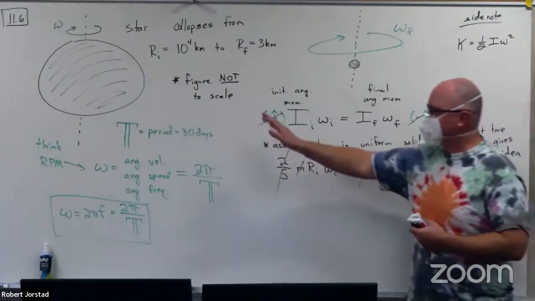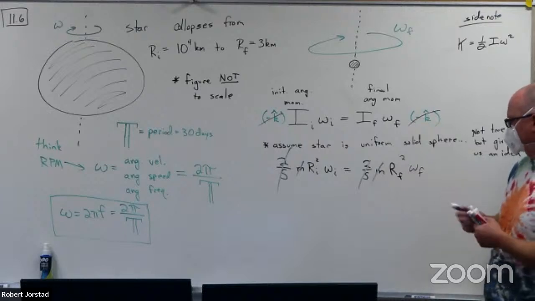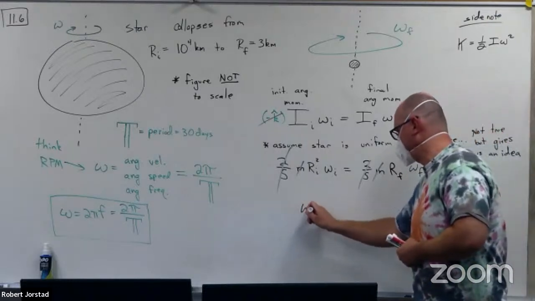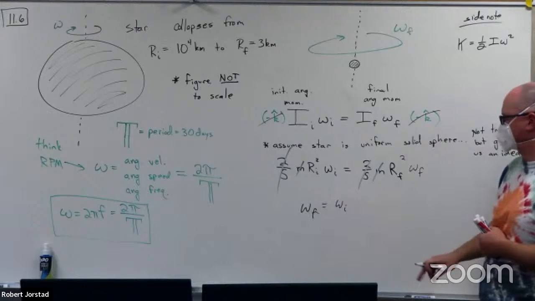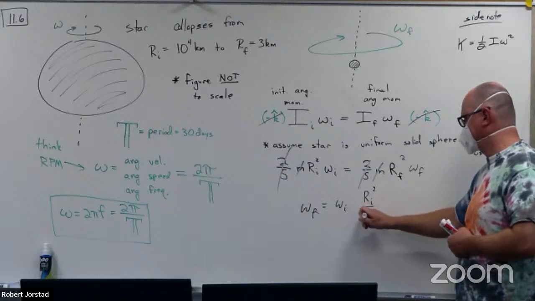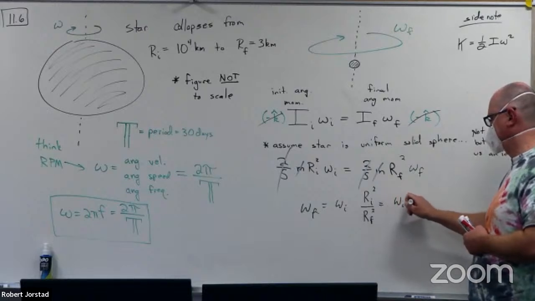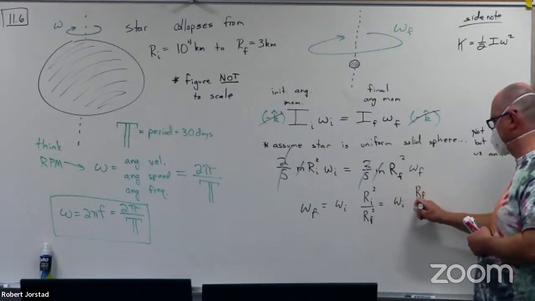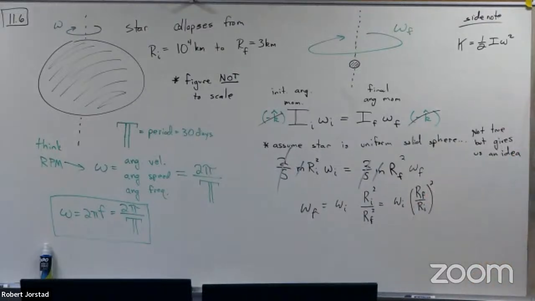We know stuff about the initial state. We could actually work this out for the final state, omega final is equal to, oops, omega initial times, what's it going to be? Radius initial. It's the radius ratio squared. Wait, did I flip it in that last one? I did. Sorry.